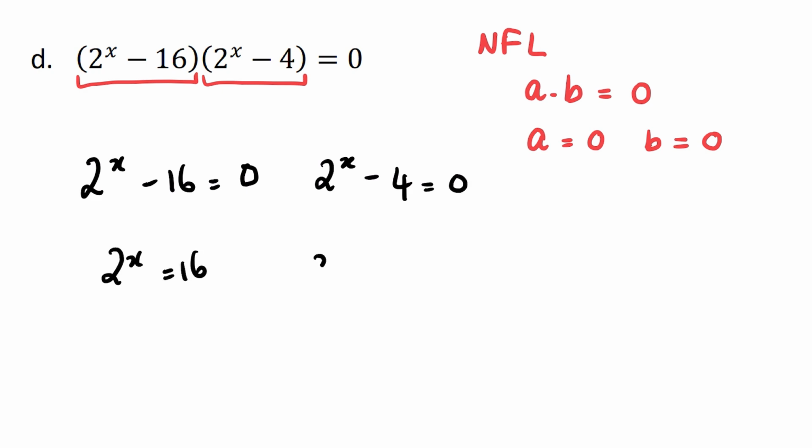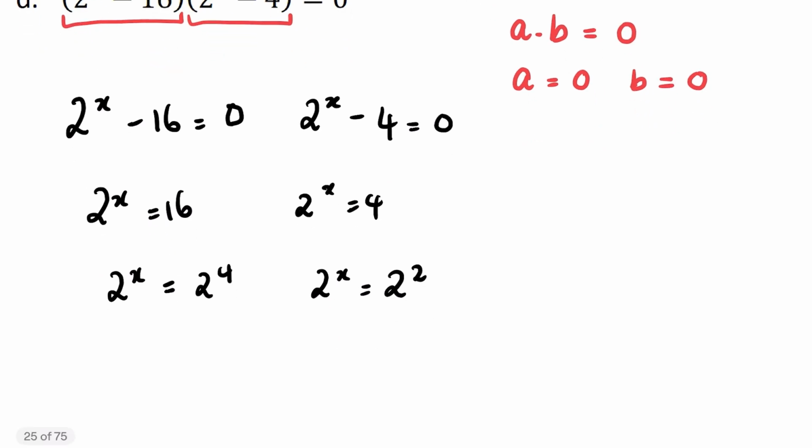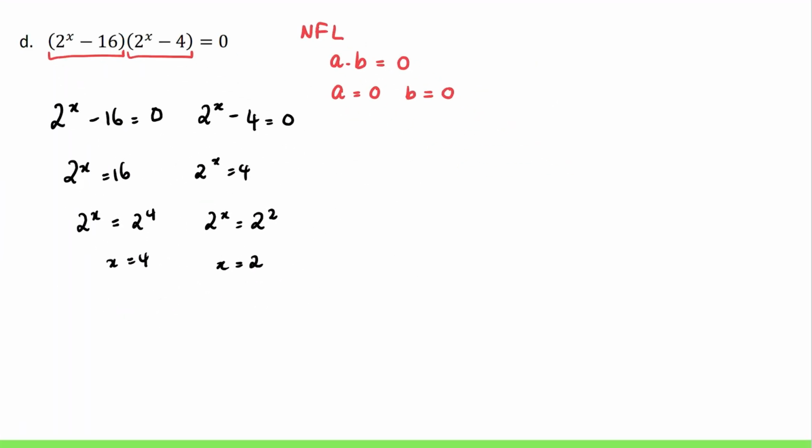So 2 to the x equals 16 and 2 to the x equals 4. I'm going to rewrite the bases. So I can write 16 as 2 to the power of 4, and 4 as 2 to the power of 2. And now I can simply equate the powers. Okay, so I get x is equal to 4 and x is equal to 2.